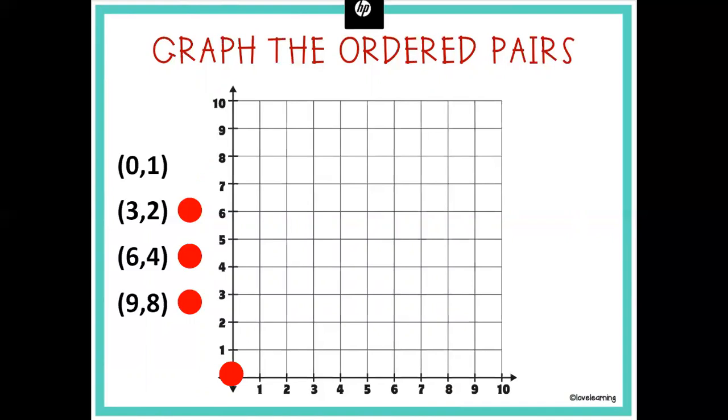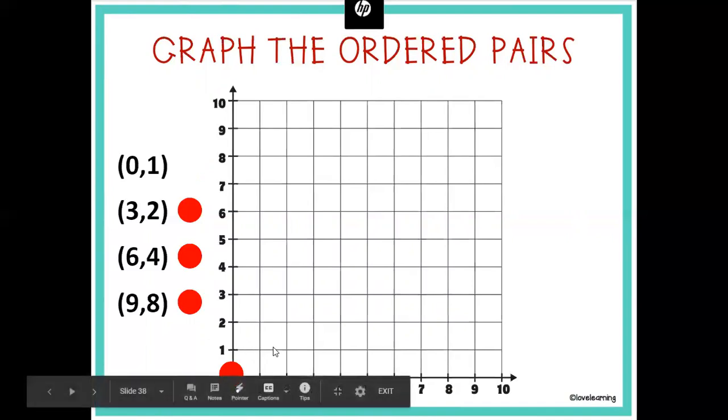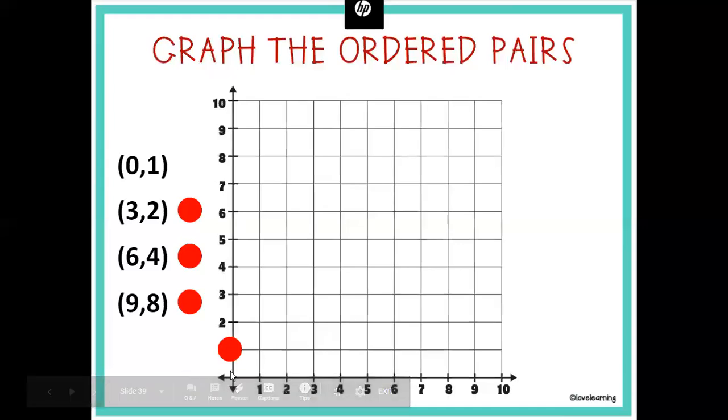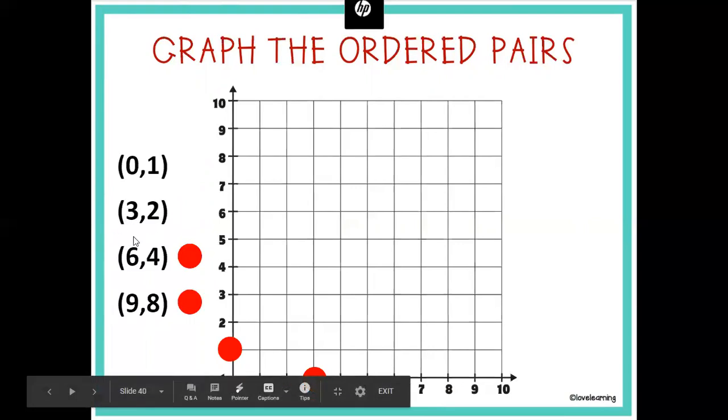So when I have 0, 1 as my ordered pair, I go over 0. That means I stay at this origin point. And then I'm going to go up 1. And I'm going to put my point there. The next one is 3, 2. So I'm going to go over 3 first. So notice that the dot jumped over to 3 on the x-axis. And it's going to go up 2. That is shown by this coordinate, 3 comma 2.